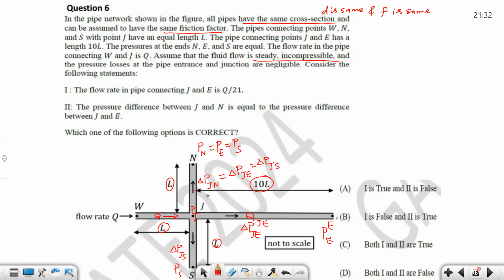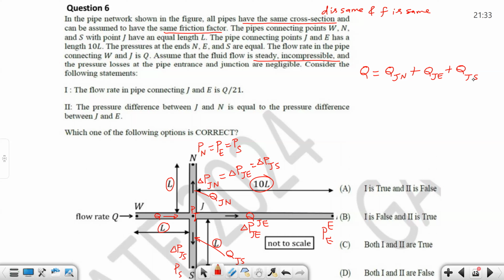So Q in JE, Q in JN, and Q in JS. Now we know that the total flow will be equal to Q JN plus Q JE plus Q JS, because whatever flow is coming at the junction will be distributed to these three pipes. And we know that it is the flow through the pipe.